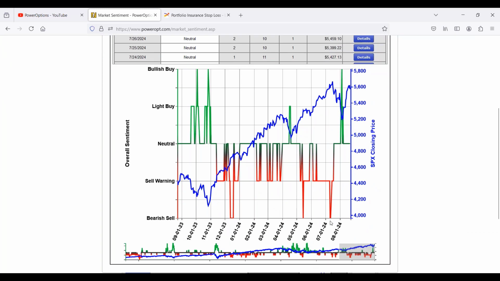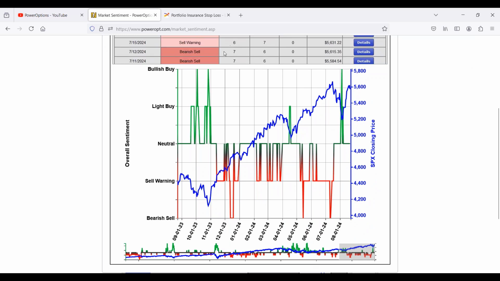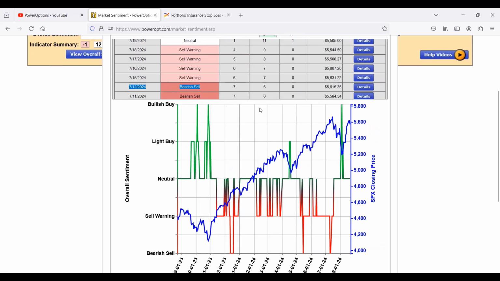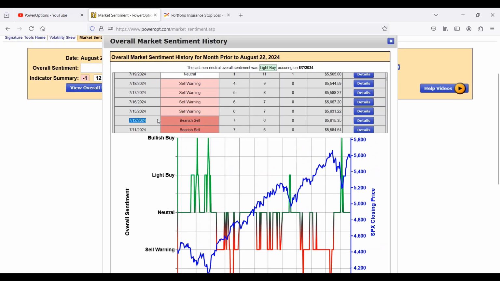So back on July 11th and July 12th, we went into the bearish sell warnings. That's way down here in this time frame. And we had peaked out at 5,600. And what happened in the next 5-6 days and 10 days going forward? It dropped down to about 5,200 on the SPX. What did I do at this time? I protected my bull put credit spread portion of my portfolio, Rick. Well, I closed some of them.